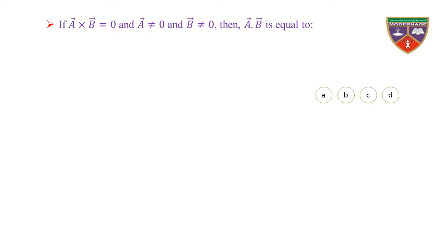If A cross B is equal to 0 and A vector is not 0, B vector is not 0, then A dot B is equal to: option A, AB sin theta; B, AB cos theta; C, AB; D, 0. The key is AB. Therefore, the correct option is C.